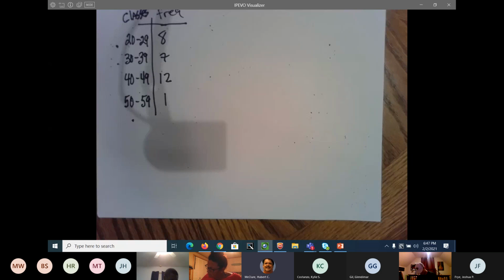And what's 20 plus 29? Where'd you get 20 from? You always pick the first lower class limit and the first upper class limit. Add them together. 49. 49 divided by 2. 24.5. And you keep adding 10 until you get to your last class.